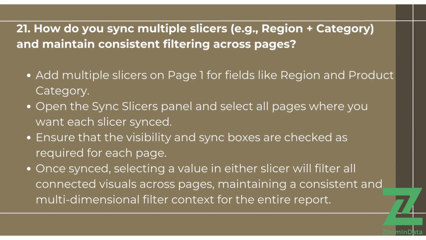21st question. How do you sync multiple slicers, for example region and category, and maintain consistent filtering across pages? Add multiple slicers on page 1 for fields like region and product category. Open the Sync Slicers panel and select all pages where you want each slicer synced. Ensure that the visibility and sync boxes are checked as required for each page. Once synced, selecting a value in either slicer will filter all connected visuals across pages, maintaining a consistent and multi-dimensional filter context for the entire report.